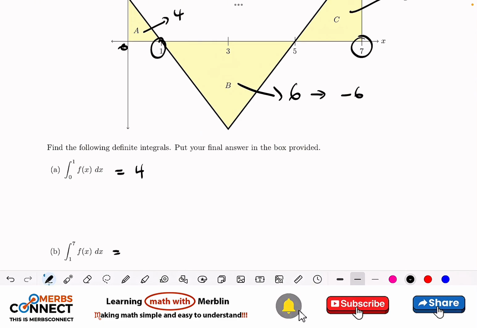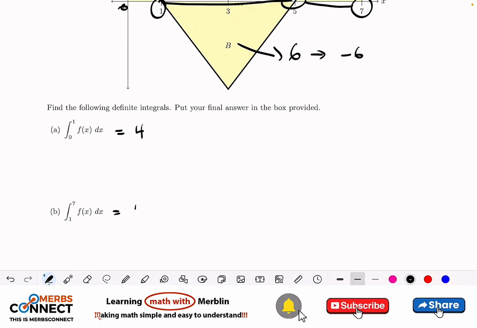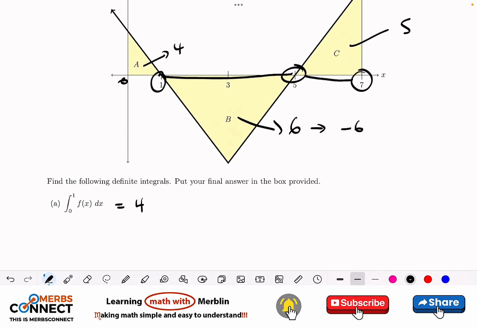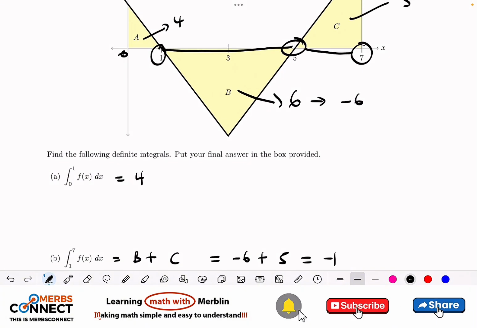So for 1 to 7, we can integrate from 1 to 5, and then from 5 to 7. So it means that we need to add area B plus area C. So what is area B? Area B, because it's below, is -6, plus area C, which is 5, and this is going to give us -1. Right.